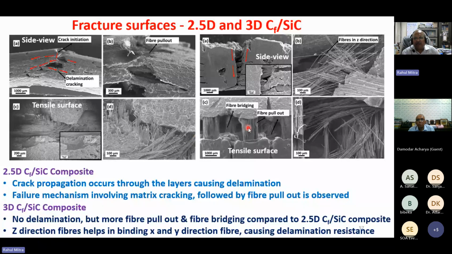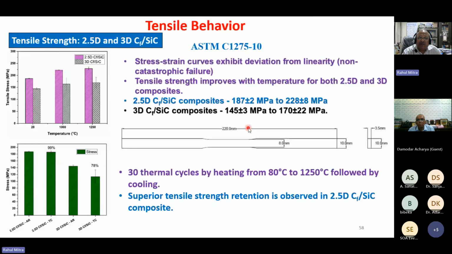Here the fibers are load bearing. We looked at the tensile behavior, and unlike metals and alloys, the tensile strength increased with temperature. And that happened for both 2.5D and 3D composite. And that was interesting. So we got lower tensile strength for 3D composite compared to 2.5D.